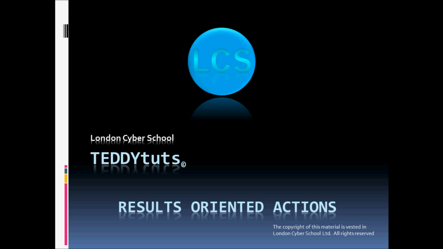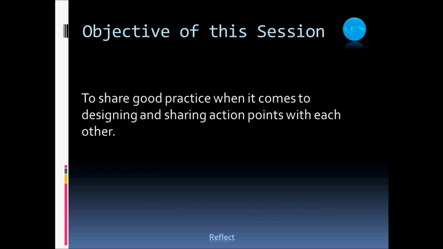In this session, we are going to look at results-oriented actions. The objective of this session is to share good practice when it comes to designing and sharing action points with each other.